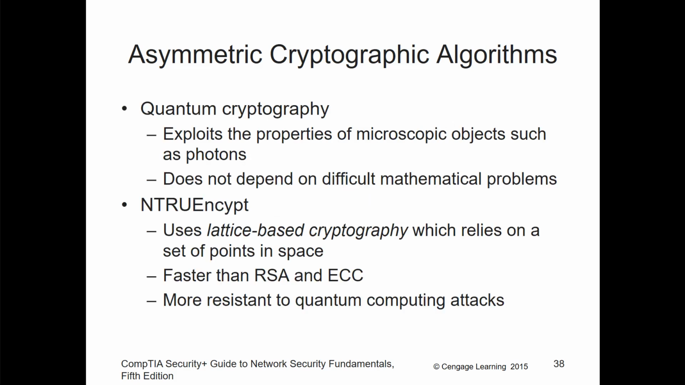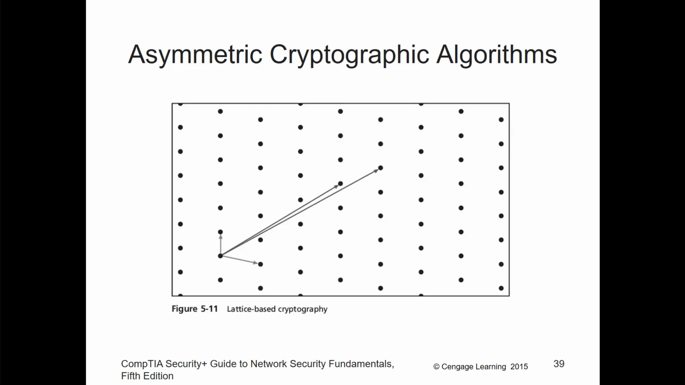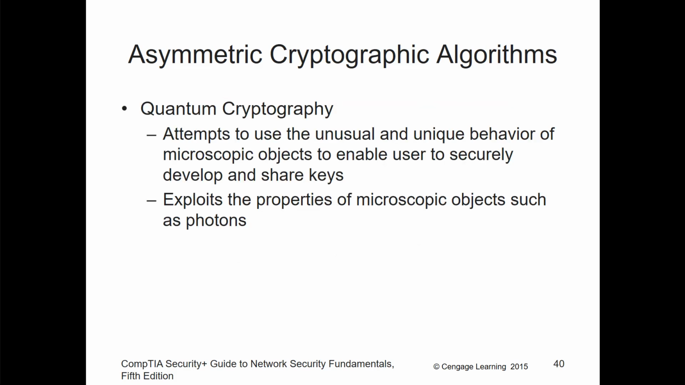Quantum cryptography will exploit the properties of microscopic objects such as photons. NTRUEncrypt is a lattice-based cryptography which relies on a set of points in space. Faster than RSA, faster than ECC. It's more resilient, but does require a lot more power. Here's lattice-based cryptography. Again, we're looking at more processing power to encrypt this way.